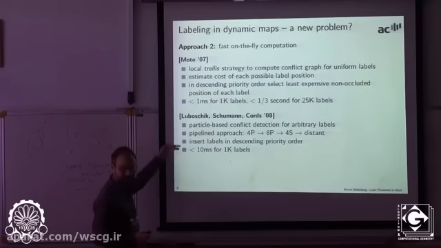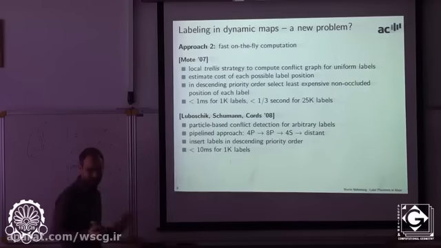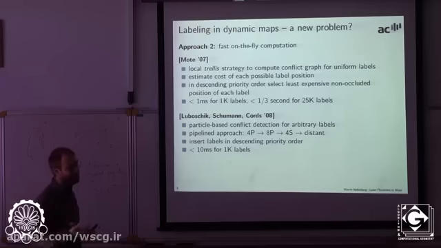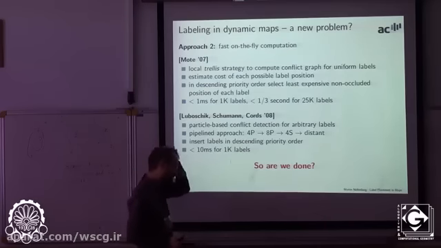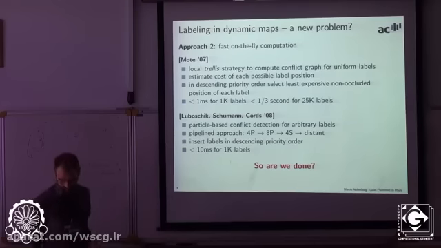It has a bit more candidates to consider, that's why it's slower. It needs up to 10 milliseconds for 1,000 labels, but it's still kind of fast enough to do this on-demand computation if it gives you a good result. So the question is, if we have these practical methods, what is to be done for theory also here? Is this the right model?